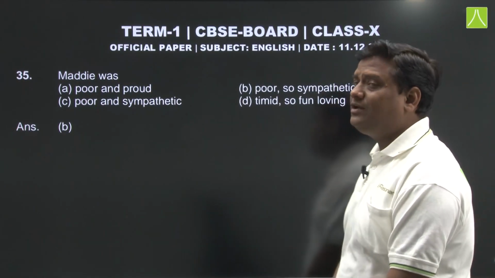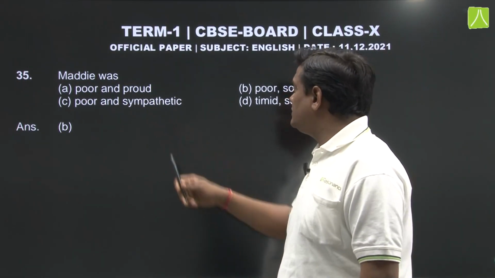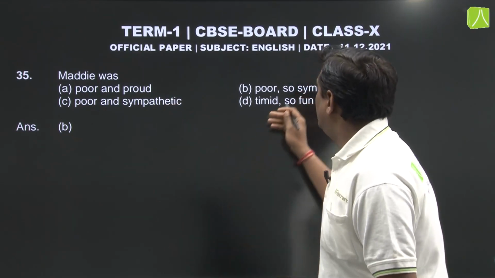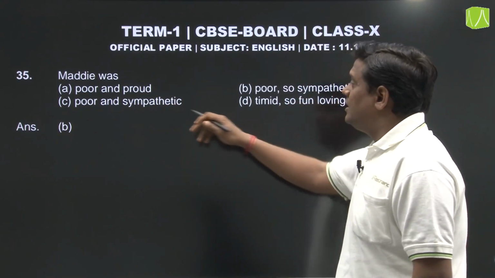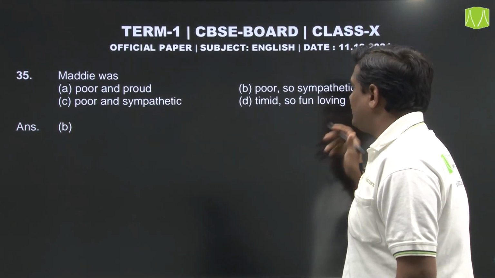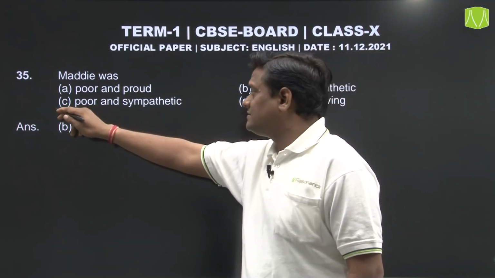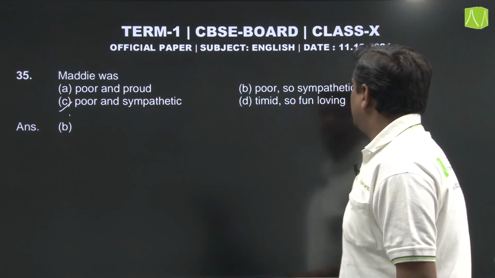Now 35. Maddie was poor and proud? No, she was not proud. Poor, so sympathetic. Poor and sympathetic. Timid, so fun loving. Option C is correct. Okay.